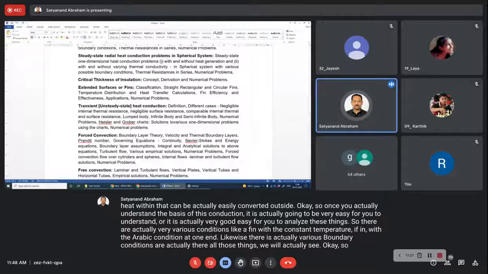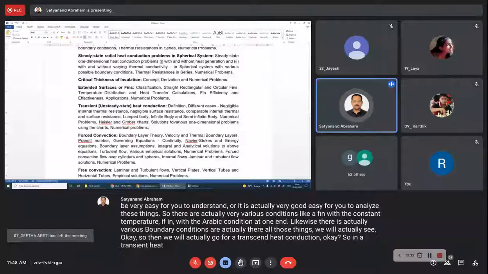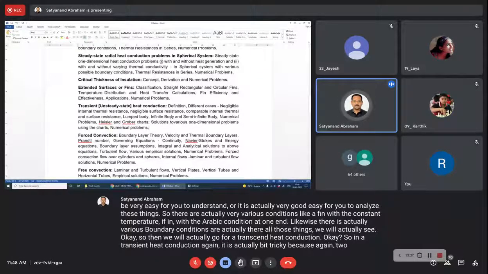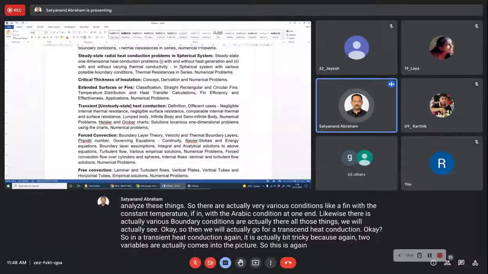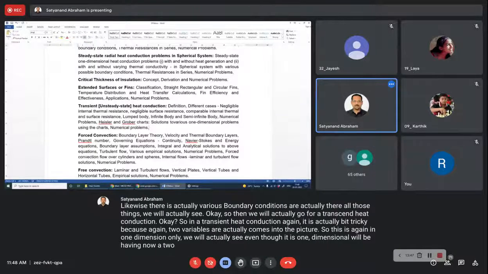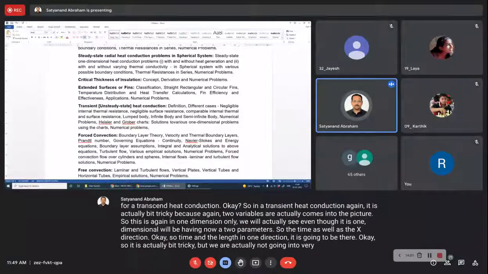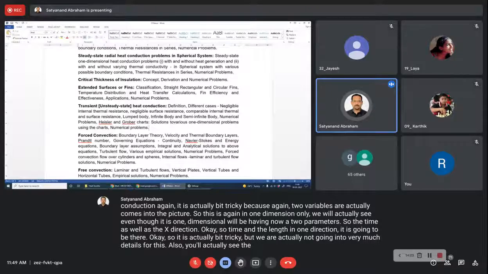Okay, so then we will go for transient heat conduction. In transient heat conduction, again it is a bit tricky, because two variables come into the picture. This is again in one dimension only. Even though it is one dimension, we will now have two parameters: the time as well as the x direction. So time and the length in one direction. It is a bit tricky, but we are not going into very much detail for this also. We will see the simple surfaces and the simple analysis.